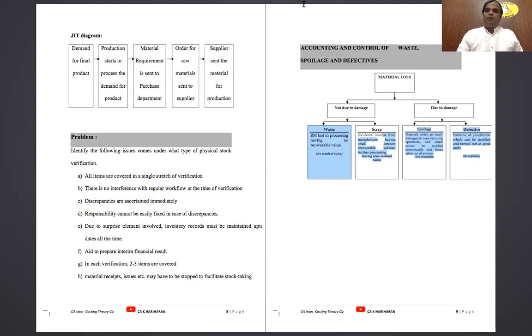Now you got the idea about wastage, scrap, spoilage, and defective. Other things also we can discuss. Waste. With respect to waste, it represents that portion of basic raw material lost in process having no recoverable value, which is called wastage. Okay, portion of material lost in process and there is no resale value is called waste.